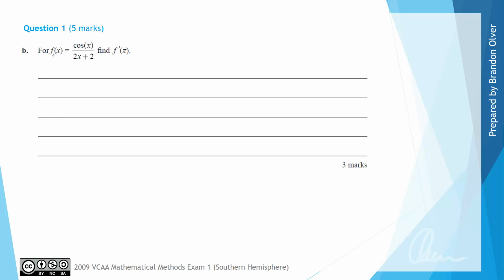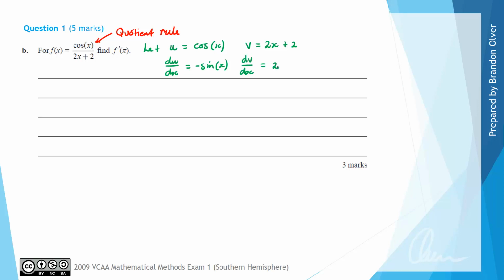For part B, we have the function f of x equals cos of x divided by 2x plus 2, and we're asked to find the derivative when x is equal to pi. The first thing we can recognise is this is a function divided by another function, which means we can use the quotient rule for differentiation. To help apply the quotient rule, we're going to let the function u be the function that is in the numerator, which is cos of x, and we're going to let v be the function in the denominator, which is 2x plus 2. Next we calculate the derivative du dx, which is equal to negative sine of x, and you can look that up on the formula sheet, and dv dx, which is simply going to equal 2.